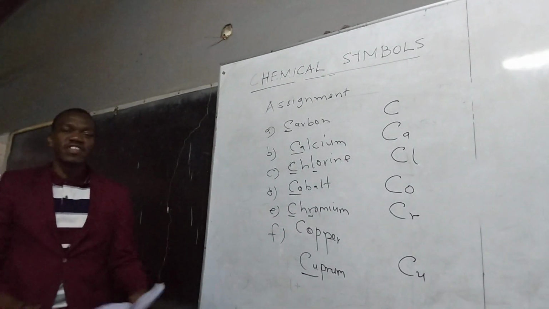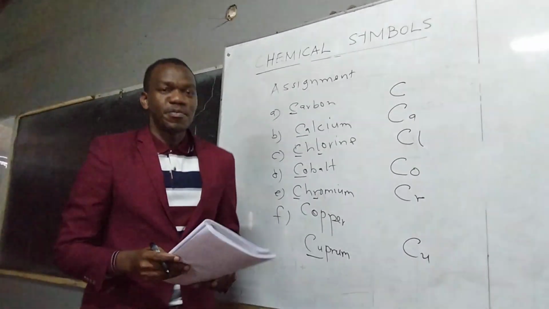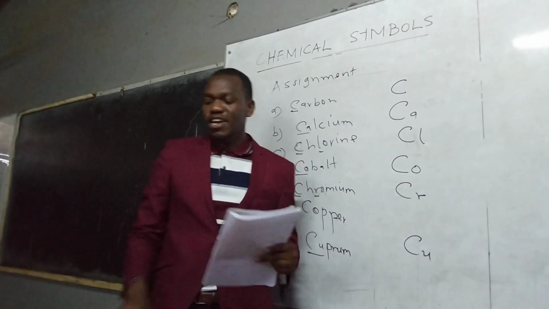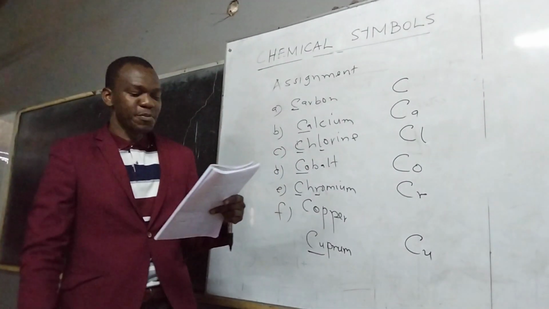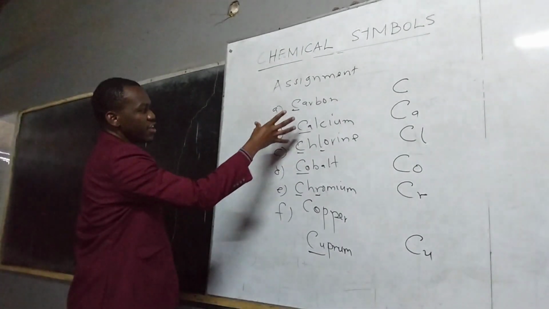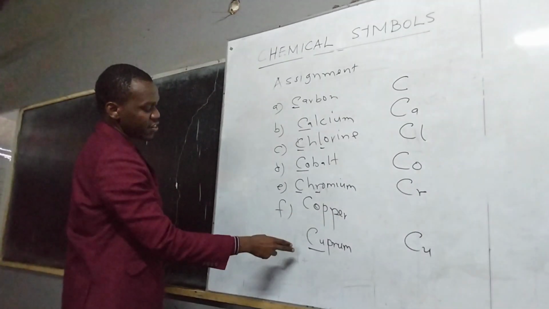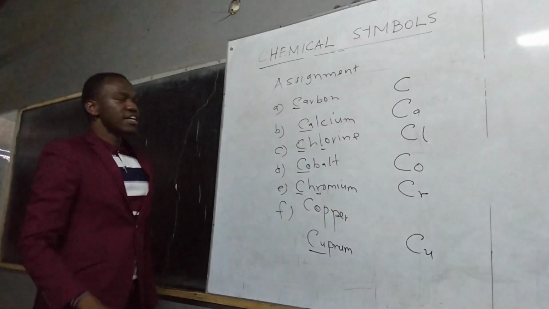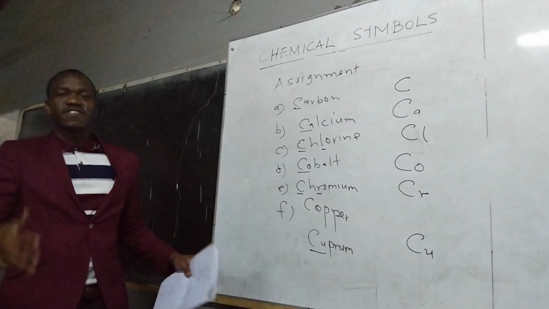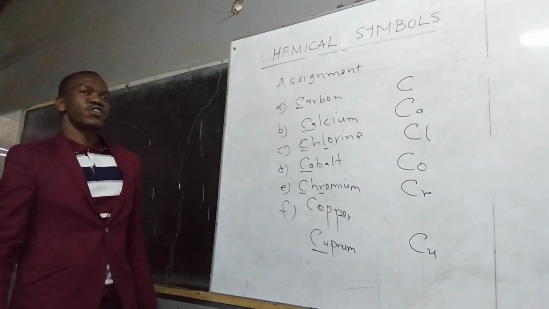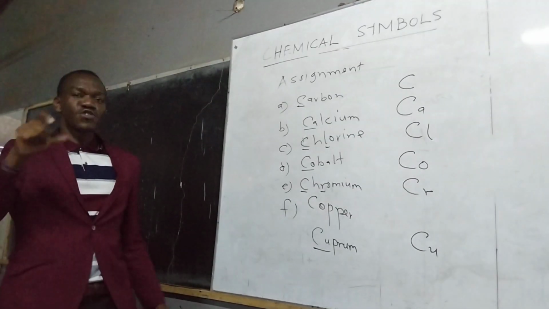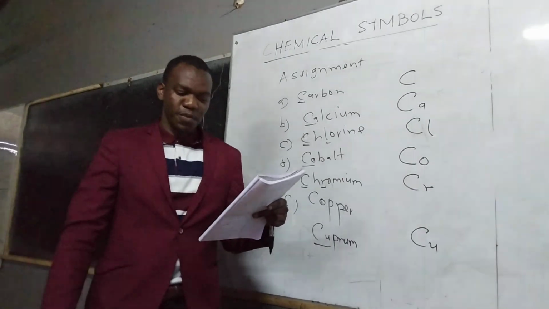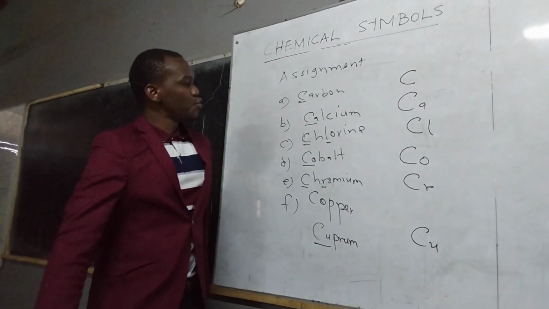So I hope you got the answer. But even if you did not get the answer, keep it here. We are going to learn more. If you realize, in this example I gave you, all of them start with C. So you cannot give all of them the same chemical symbol, because each element must have its own chemical symbol. And so that's where you need to do a lot of practice.